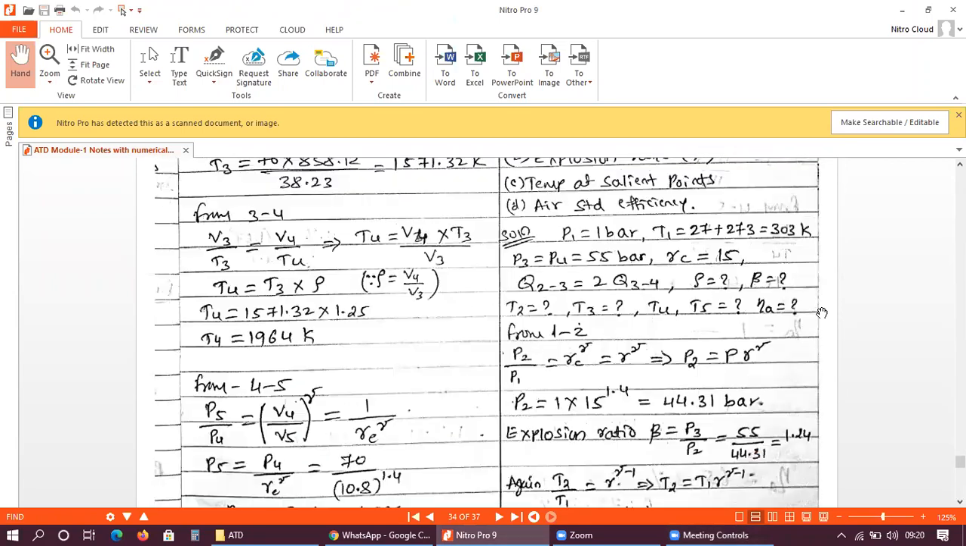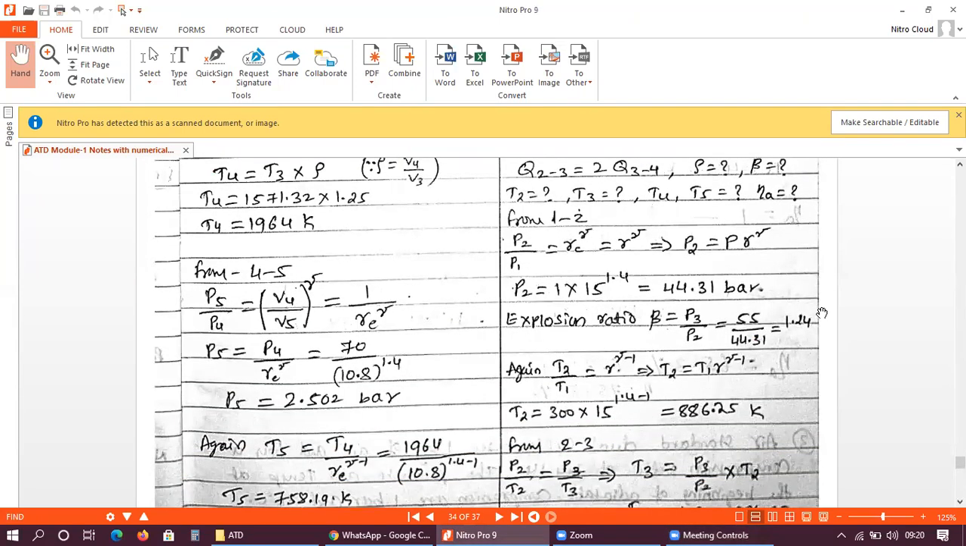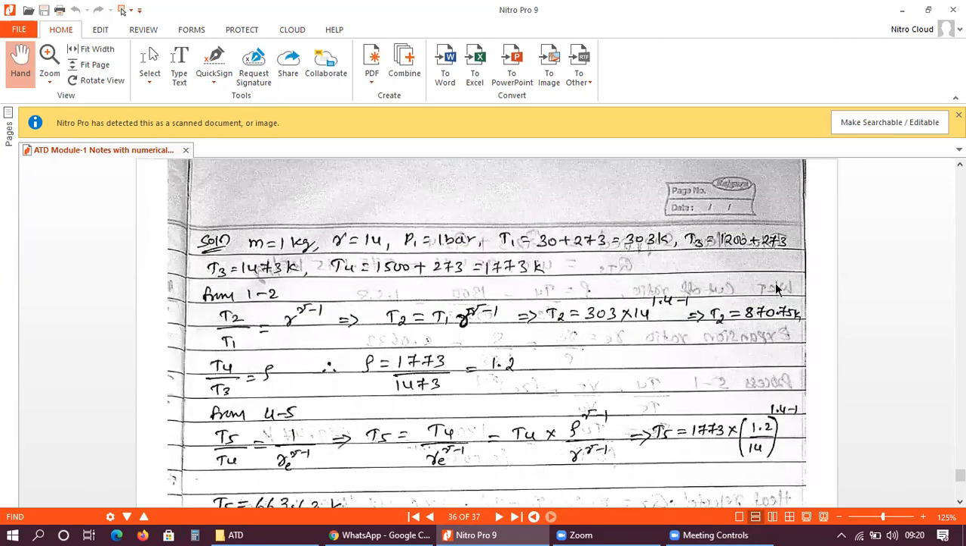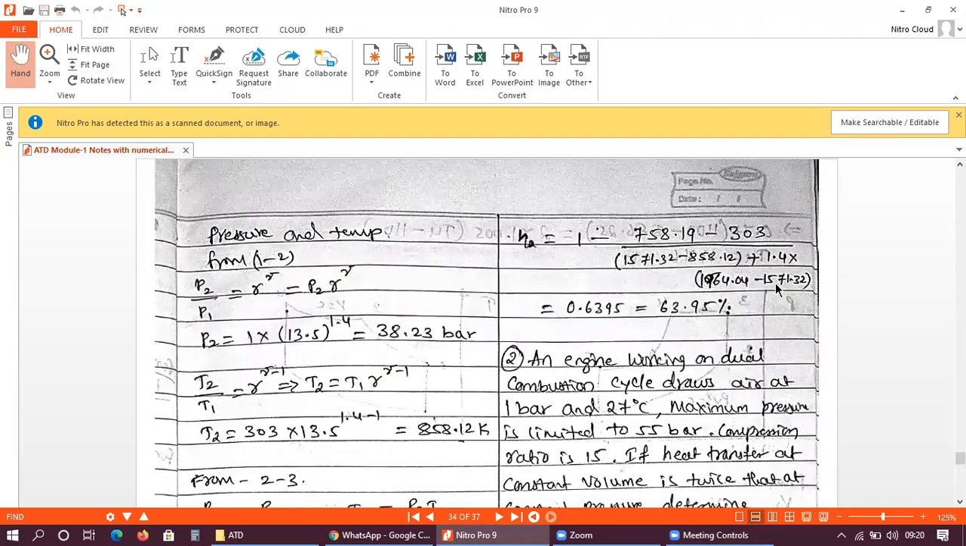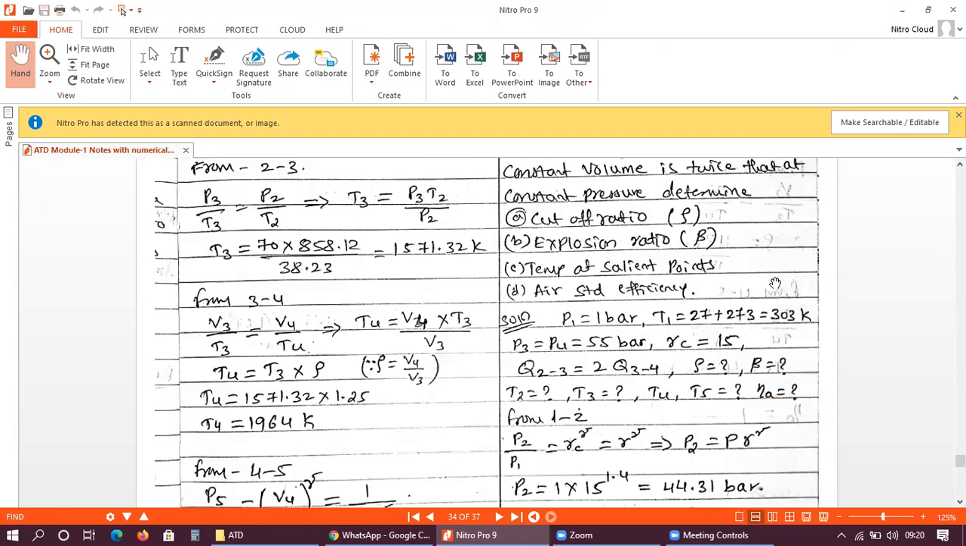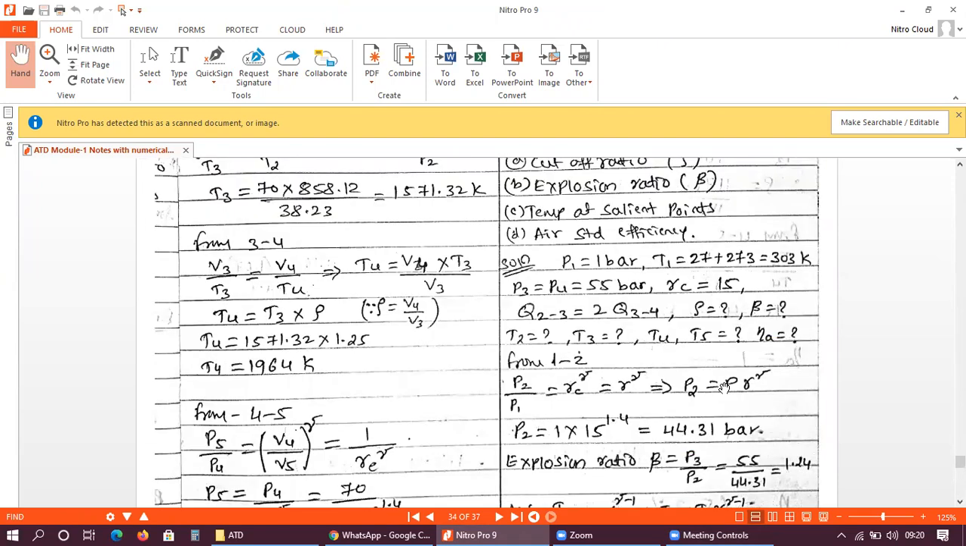Okay, coming to this problem again. The very first process, as I told you, during the process 1 to 2, P2 by P1 is equal to r_c raised to gamma. So P2 is equal to P1 into r raised to gamma. This is the general expression to calculate the pressure.